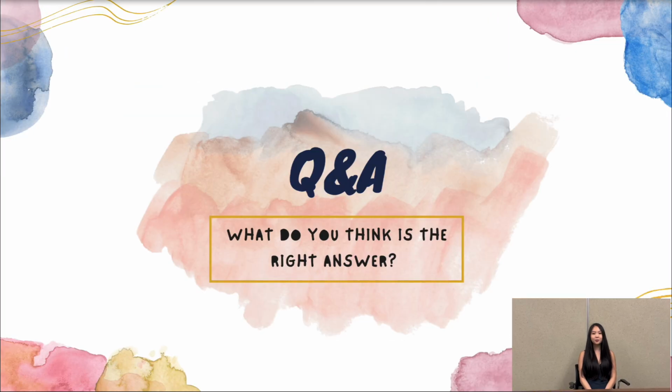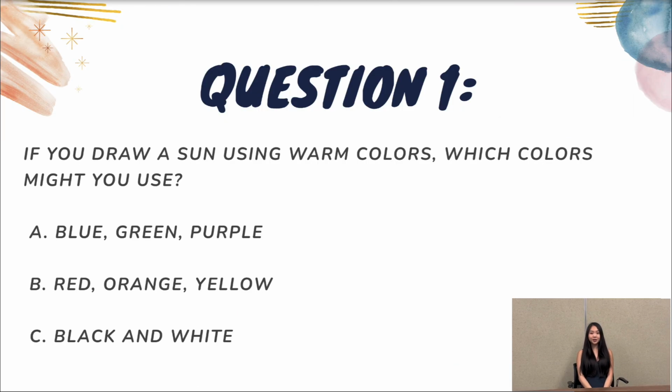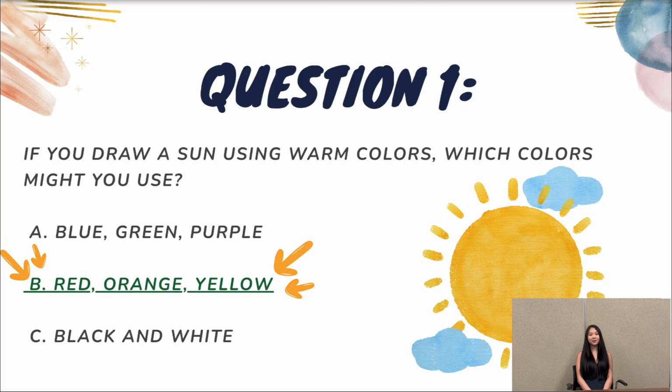Hopefully you guys have learned more about the elements of art, so let's test your knowledge by doing a little Q&A. What do you guys think the correct answer will be? First question, if you were to draw a sun using warm colors, what colors might you use? With option A, blue, green, purple, option B, red, orange, yellow, or option C, black and white. The correct answer was red, orange, and yellow.